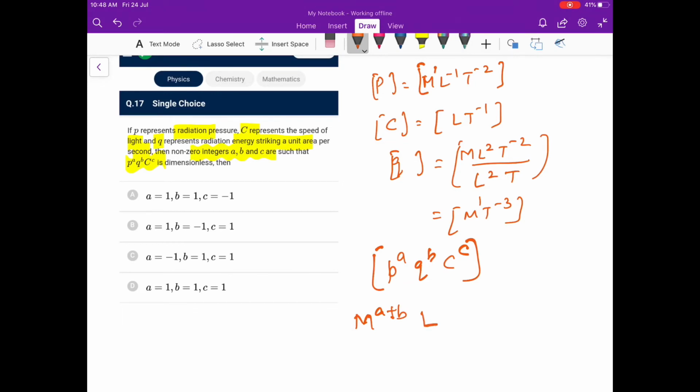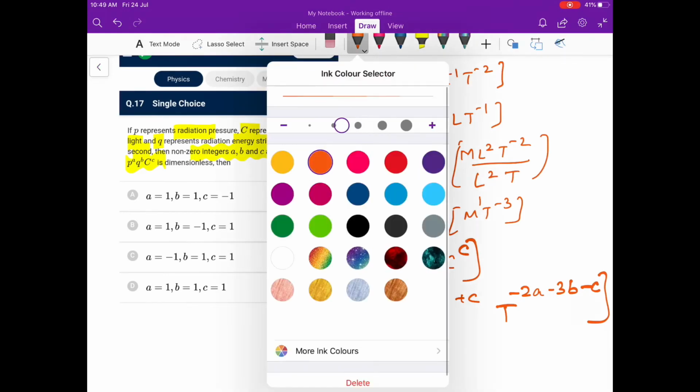Then what you have, L is minus A, and it's 0, and it would be plus C, and then T you have minus 2A, sorry, it should be minus 2A, minus 3B, minus C, and this should be dimensionless. So first of all, what we get, let me get it some lighter.